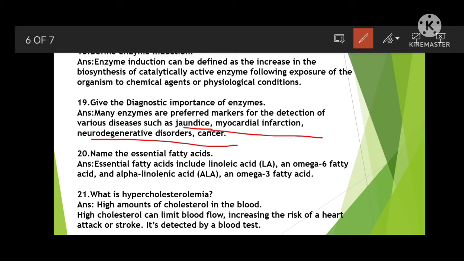Name the essential fatty acids. Essential fatty acids include linoleic acid, an omega 6 fatty acid, and alpha linolenic acid, an omega 3 fatty acid. These are the very important essential fatty acids. Then what is hypercholesterolemia? High amounts of cholesterol in the body is known as hypercholesterolemia. High cholesterol can limit blood flow and increase the risk of heart attack or stroke. It is detected by a blood test.